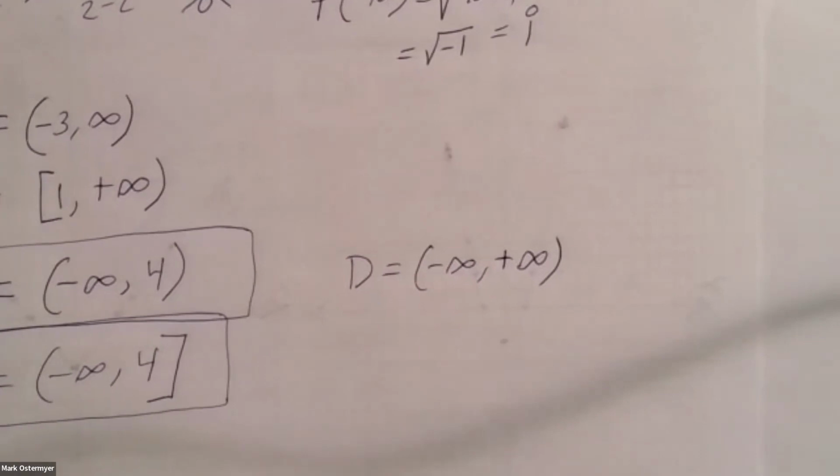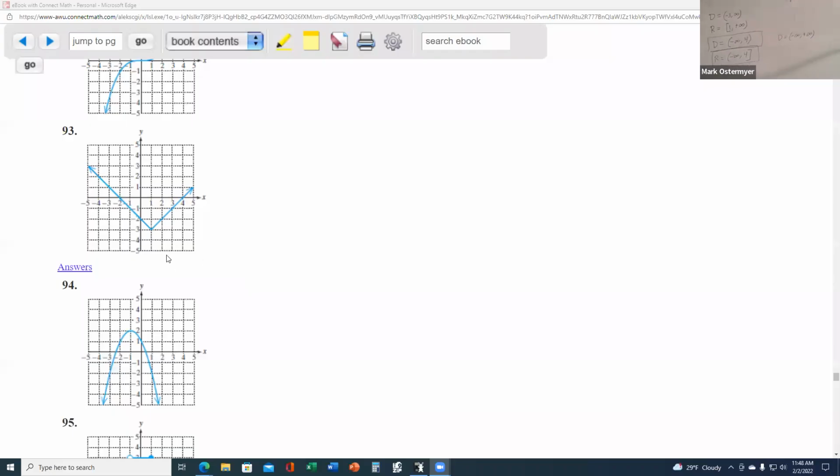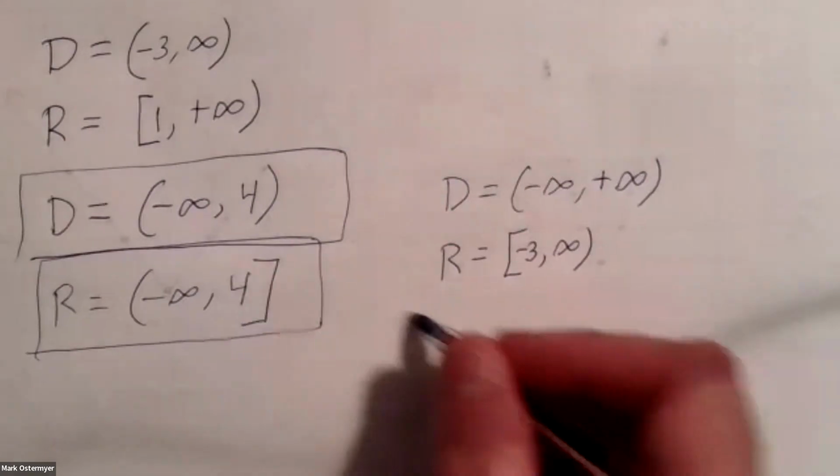What would be the range? What would be the range of this function in number 93? What's the smallest y coordinate of any point found on the graph? That would occur with the lowest point on the graph, which is down here, and its y coordinate is -3. Now, what would be the largest y coordinate of any point found on this graph? Positive infinity. So the range would be including -3 up to positive infinity. So here you go. That would be the domain and range for number 93.